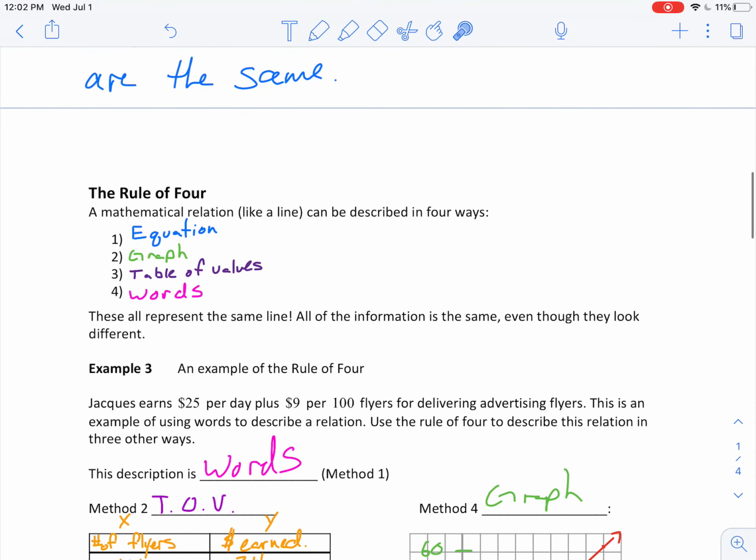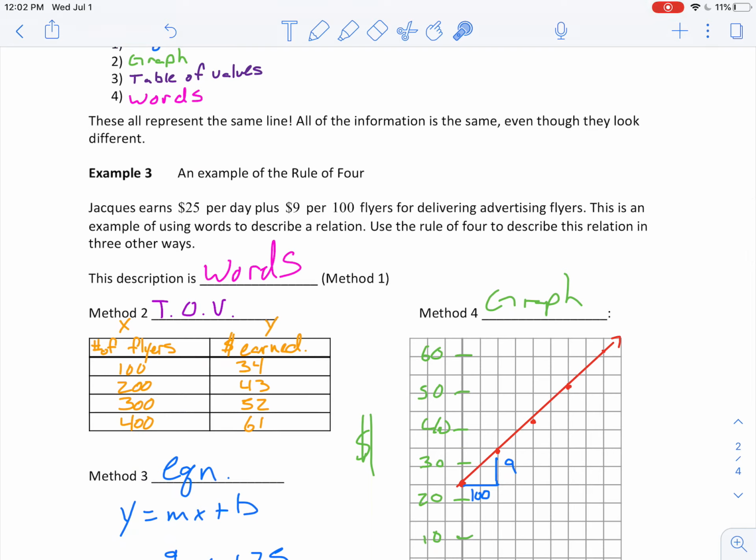The rule of 4: a mathematical relation, like a line, can be described in 4 ways. You have an equation, a graph, a table of values, and words. These all represent the same line. All the information is the same even though they look different. So, an example of the rule of 4.